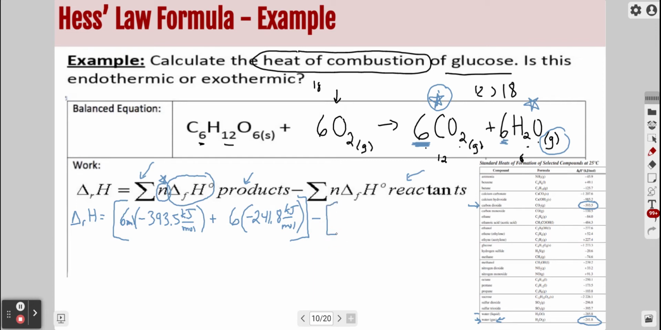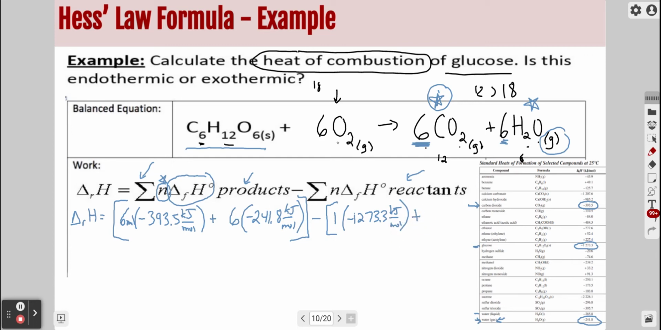So here we go for the reactants. We are going to look at our reactants. So here we have glucose. We were told that in the question. So here is glucose. Look at its heat of formation. Ooh, it's big. And there's only one glucose, so it's going to be 1 times negative 1273.3 kilojoules per mole.